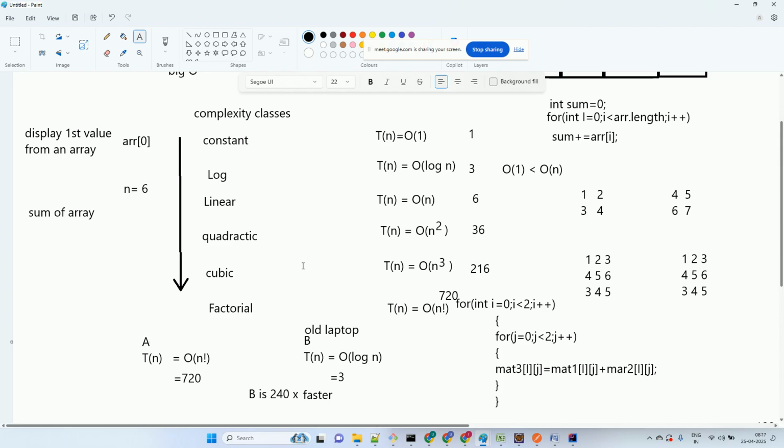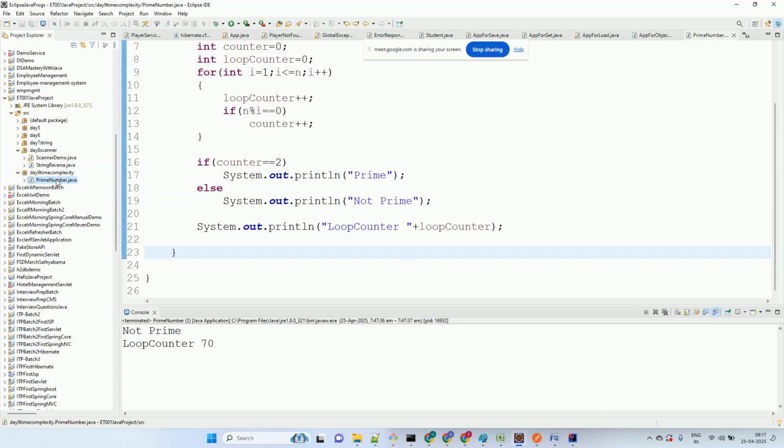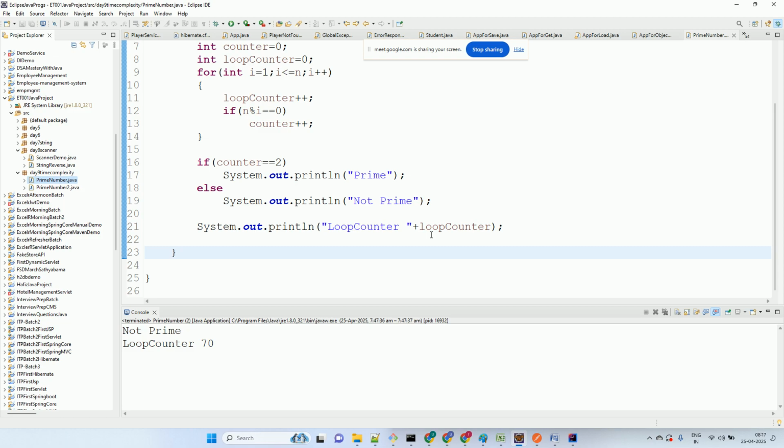This is a theoretical concept, so get the theoretical concept in your mind clearly. Now let's do the practical. So this was one algorithm of doing it. There's one more algorithm. There are many ways of doing the same code to improve the performance.